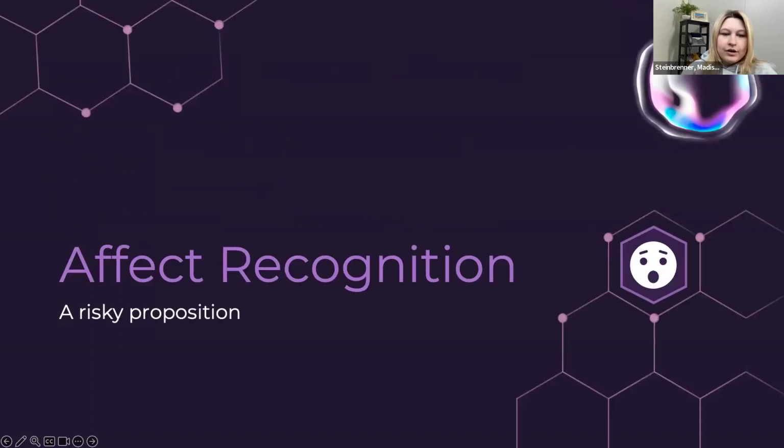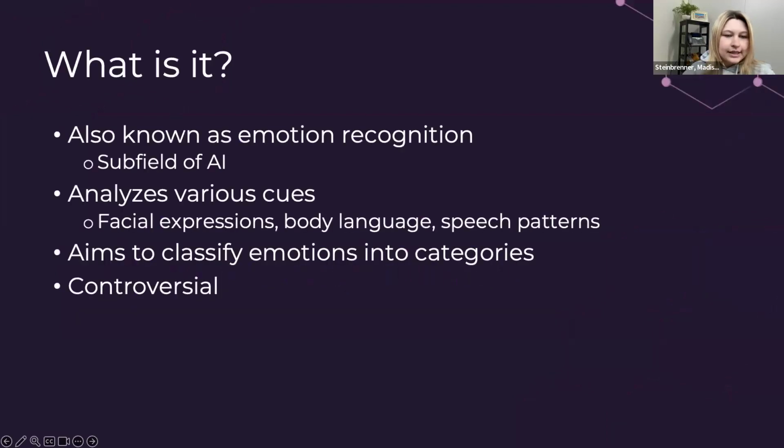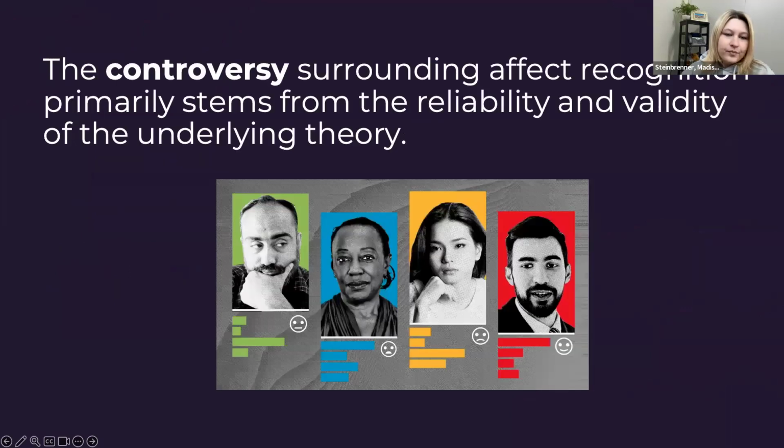Next up, we have our seventh consideration, affect recognition. So what is this? It's basically a subfield of AI, also known as emotion recognition. It analyzes various cues like facial expressions, body language, and speech patterns to detect emotion. It aims to classify emotions into categories, but there's a lot of controversy surrounding this idea that we're going to get into. So emotion recognition tools have been criticized by experts in the past.